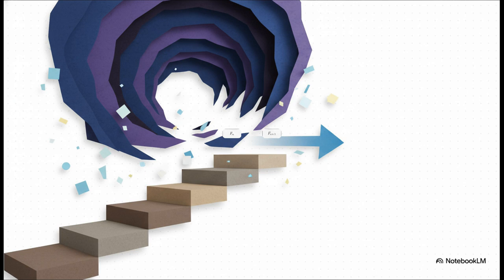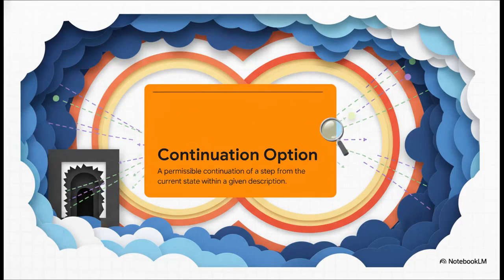So, for tunneling, the question isn't about some continuous journey through a wall. It's about what the next frame of reality is allowed to look like after the particle hits it. This leads us to a key FBA concept, the continuation option. And really, it's just any next step that's physically allowed.